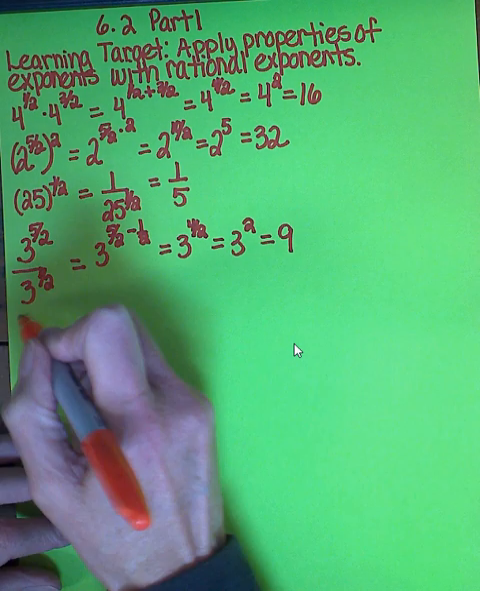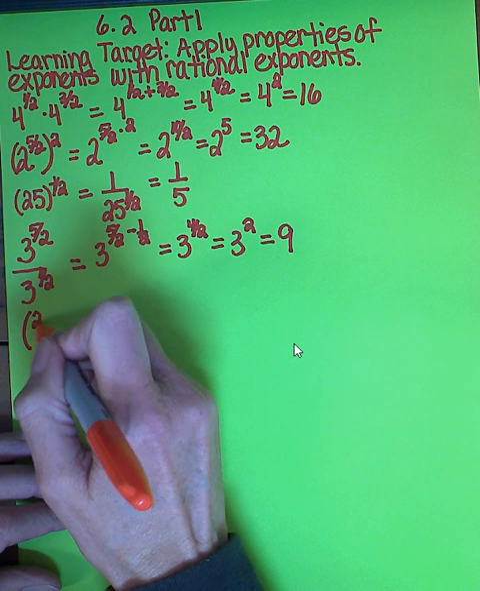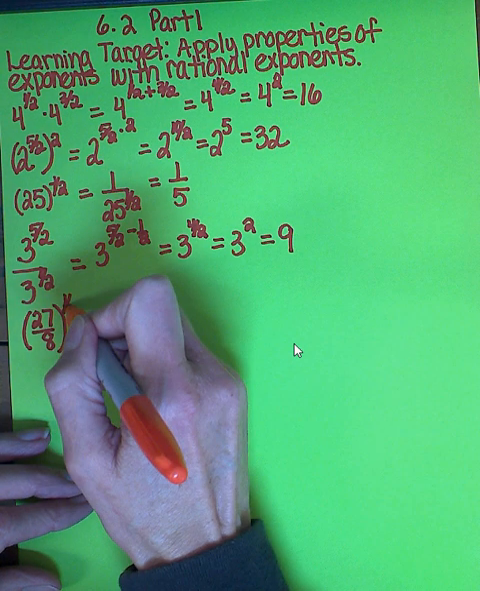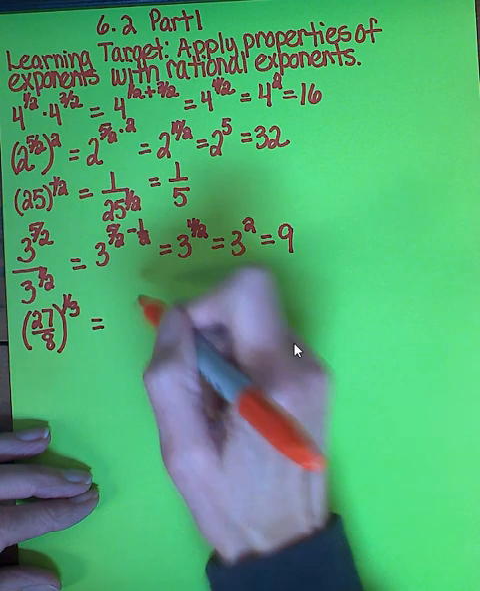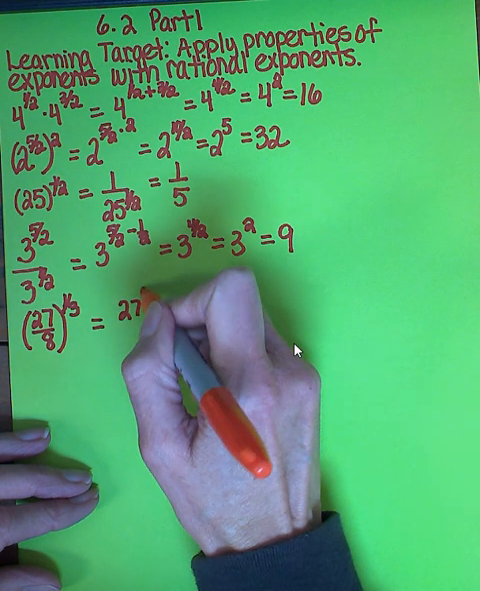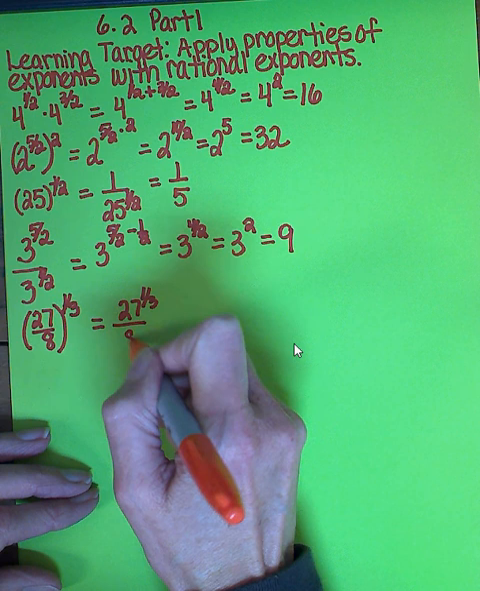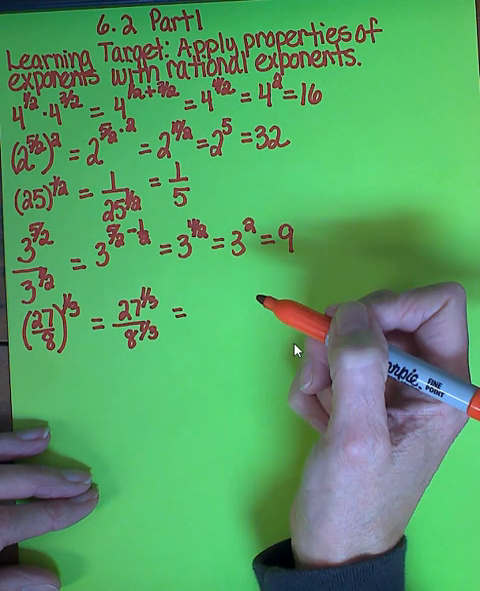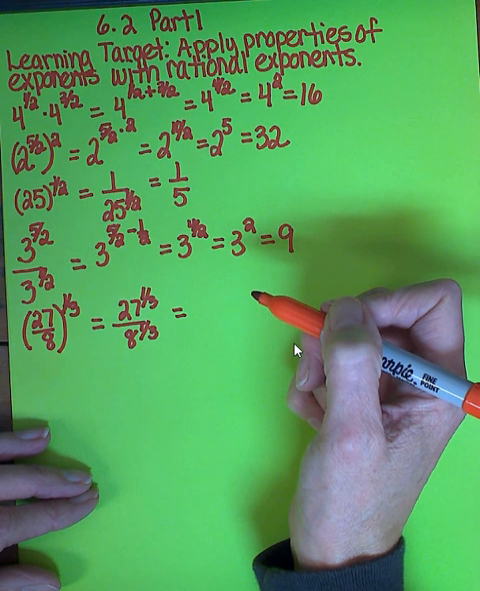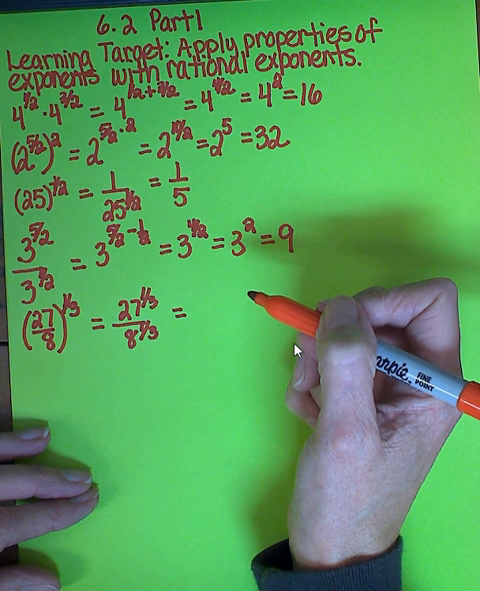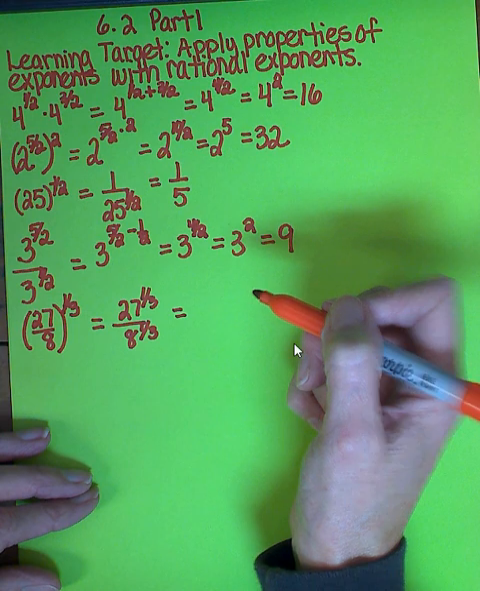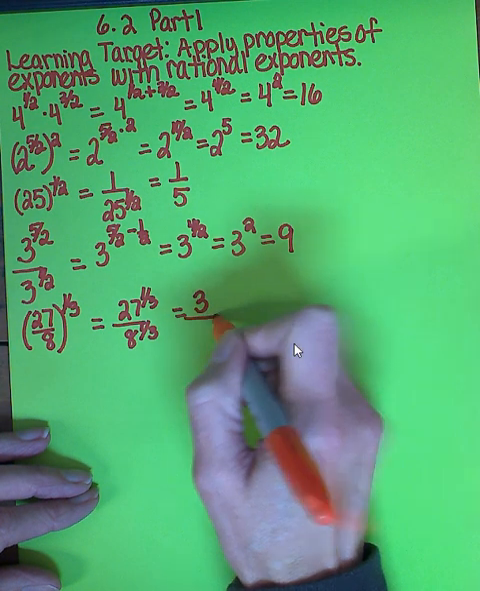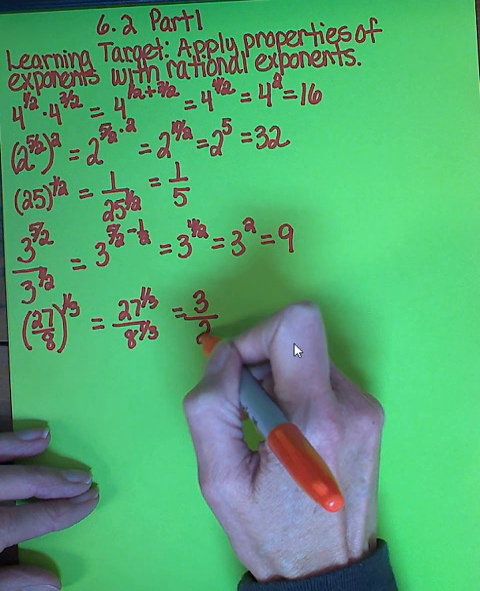And then remember, anything that's in parentheses, in this case we have a fraction, has to be raised to that power. So I have to do 27 to the 1/3 power and 8 to the 1/3 power. And these are two that you'll probably want to memorize. The cube root of 27, or the 1/3 power, is 3. And the cube root, or the 1/3 power of 8, is 2.